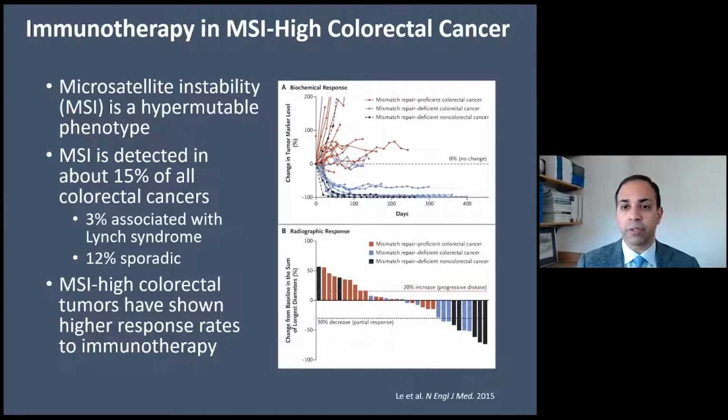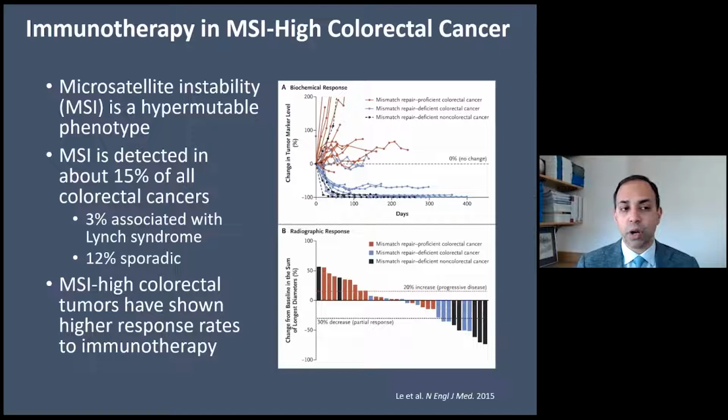Immunotherapy in colorectal cancer really only plays a role currently in patients with microsatellite instability high tumors. Microsatellite instability, MSI, is a hypermutable phenotype seen in tumors with impaired DNA mismatch repair function. These tumors are also known as mismatch repair deficient. MSI is detected in about 15% of all colorectal cancers.